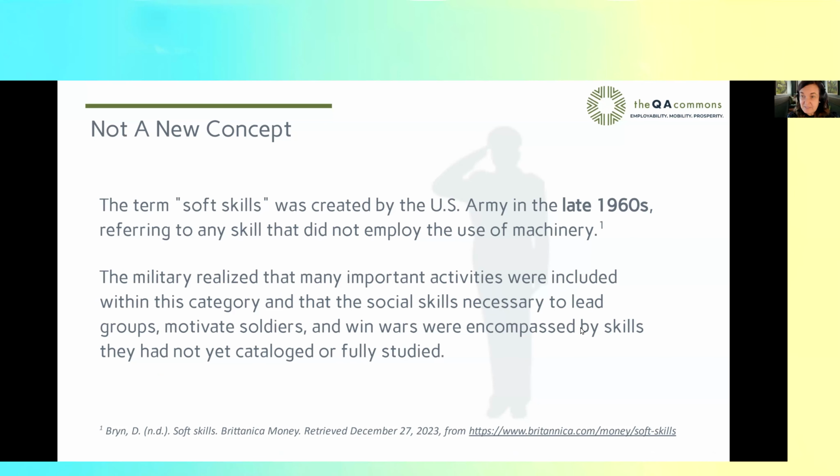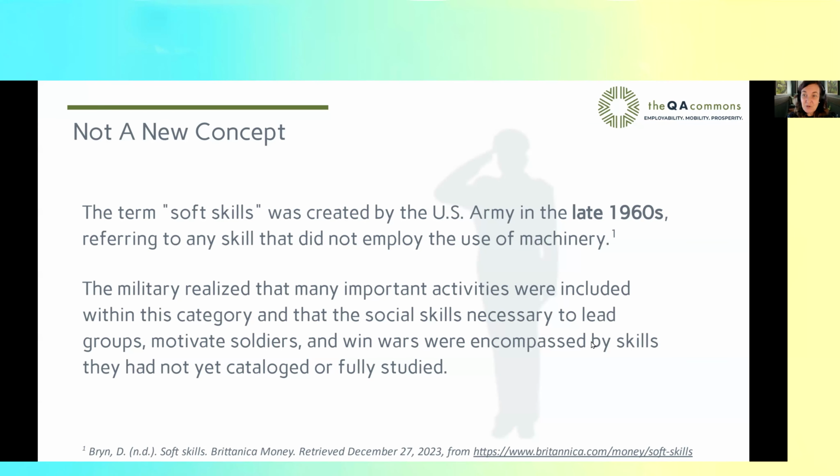This is a fun one for me. I just thought it was interesting. We did a project with the American Historical Association, and I got to thinking about the history of soft skills. It's nothing new. We've been talking about it for a long time, with slightly different contexts over the decades. But this term was actually originally created by the U.S. Army in the late 1960s, referring to any skill that did not employ the use of machinery. So the military realized that many important activities were included in this category. There are social skills needed to basically win wars. It was one thing to have a lot of guns. It's another thing to communicate and work as a team, and they recognized that. And we've seen the same topic talked about slightly differently in each decade, but still basically the same thing.